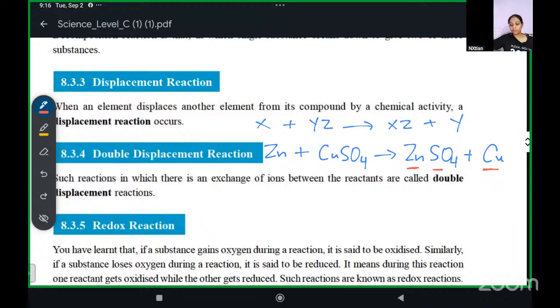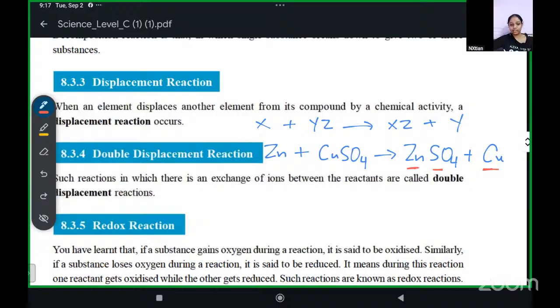Double displacement we'll do, and then we'll do redox. Double displacement is when there is an exchange of ions between the reactants. Ma'am, understood double displacement. But what is redox? Redox is when things get oxidized. Yes. That is redox, the oxidation of a substance is called redox.